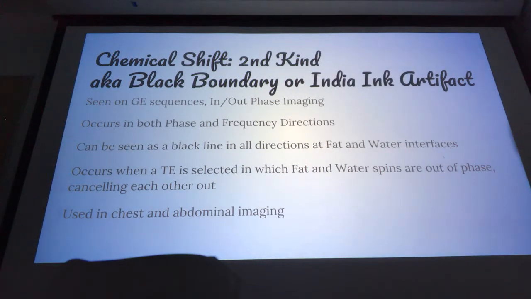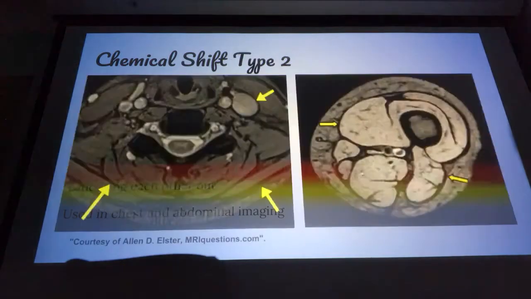The second kind of chemical shift is called black boundary or India ink artifact. It's seen on gradient echo sequences and in and out of phase imaging, and occurs in both the phase and frequency directions. And this can be seen as a black line in all directions at fat and water interfaces. It occurs when a TE is selected in which fat and water spins are out of phase, canceling each other out. And we use this a lot in chest and abdominal imaging.